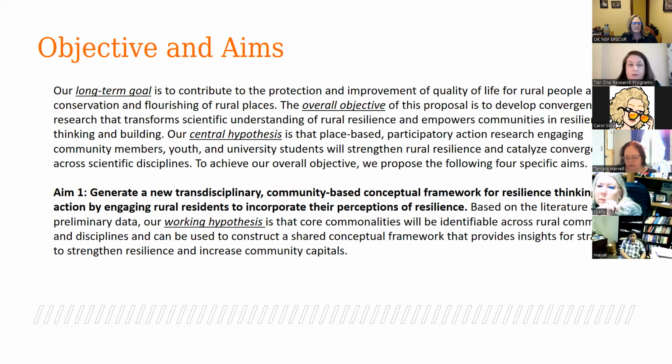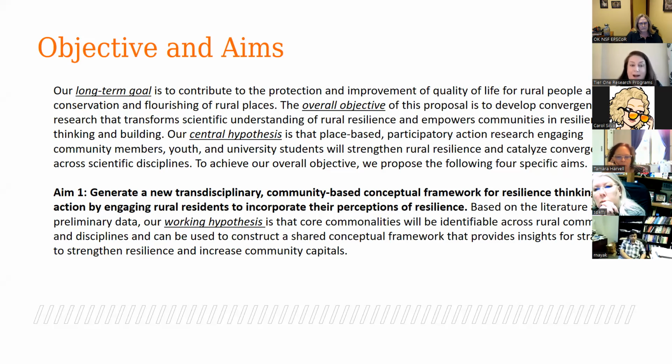Based off of the examples we've been using so far, here's how we crafted it for this grant. Our long-term goal is to contribute to the protection and improvement of quality of life for rural people and the conservation and flourishing of rural places. So you're outlining your research plan, which is obviously more than you can do in one proposal. The overall objective of this proposal is to develop convergence research that transforms scientific understanding of rural resilience and empowers communities in resilience thinking and building.